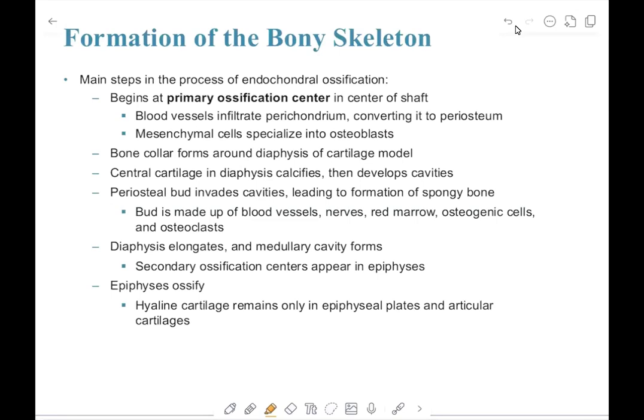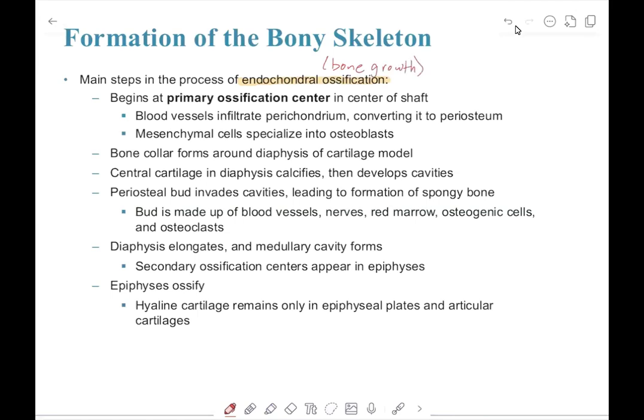In the last video, we talked about the formation of the bony skeleton for prenatal bone growth. And remember that included endochondral ossification and intramembranous ossification. So the next couple slides are going to talk about endochondral ossification. When we hear ossification, it's helpful if you just think of that as bone growth.